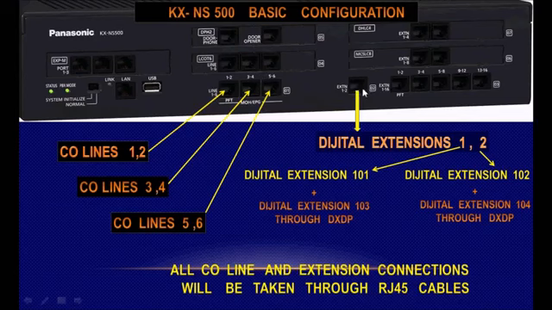This interface gives us 2 digital extensions, 101 and 102. Each of them can give us another digital extension. 101 can give us 103 through the digital EHW device port. 102, which is the second digital port connected to the main unit through this interface, can give us another digital extension.